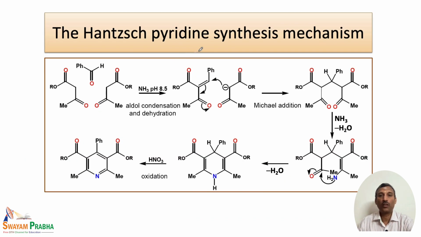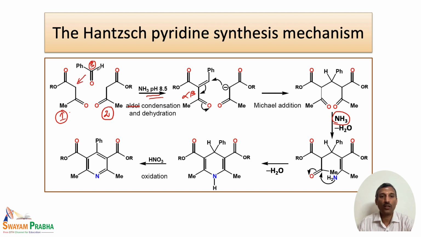So let us look at the mechanism of this Hantzsch pyridine synthesis. So we have two beta ketoesters. This is one unit, this is the second unit. So two beta ketoesters are involved, and we also have the aldehydic component, and the ammonia component. So these are the various things involved, and the first step is the reaction which occurs under basic condition, that is pH 8.5. So this is basically the aldol type condensation. We can call this the Knoevenagel reaction. So this Knoevenagel reaction leads to the alpha beta unsaturated product. So that means 1 and 3 react first.